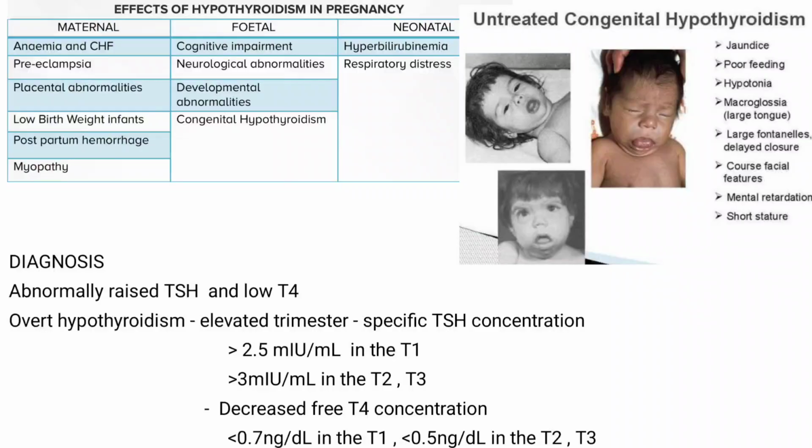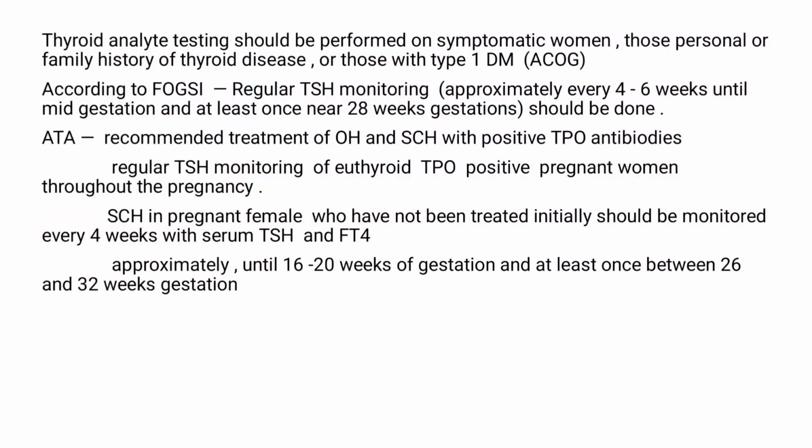So how will you make a diagnosis of overt hypothyroidism? Elevated trimester-specific TSH recommendations are that in the first trimester, the level should be less than 2.5 milli-international unit per ml, and in the second and third trimester the level should be less than 3 milli-international unit per ml. And in this patient there is serum TSH more than 2.5 in the first trimester and more than 3 in the second and third trimester. And when you check the free T4 concentration, in the first trimester it is less than 0.7, and in the second and third trimester the free T4 concentration is less than 0.5 nanogram per ml.